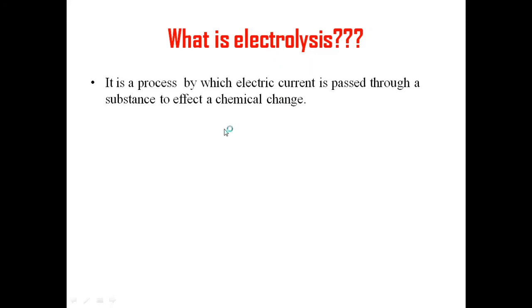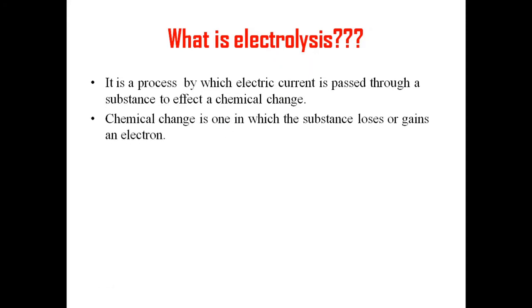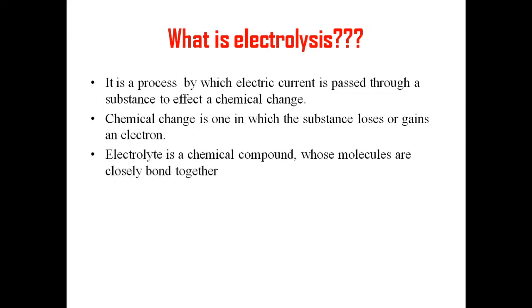A chemical change is just a substance losing or gaining an electron. Consider any metal. When current passes through the metal, there will be a change in the electrons. Either it will gain an electron or lose an electron. If this process takes place, that is called electrolysis. Okay, so now let's see how this happens.